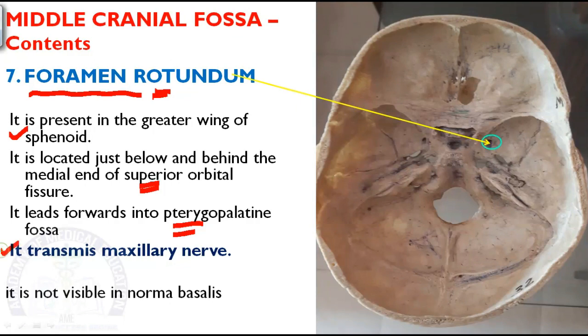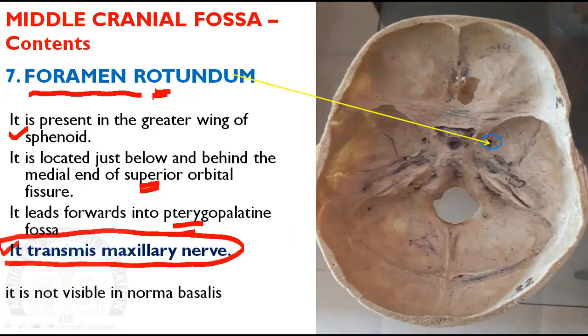Then it transmits the maxillary nerve. This is a very important point: it transmits the maxillary nerve. This is generally asked because this is the only foramen which is not visible in the norma basalis view, and it connects the middle cranial fossa with the pterygopalatine fossa.